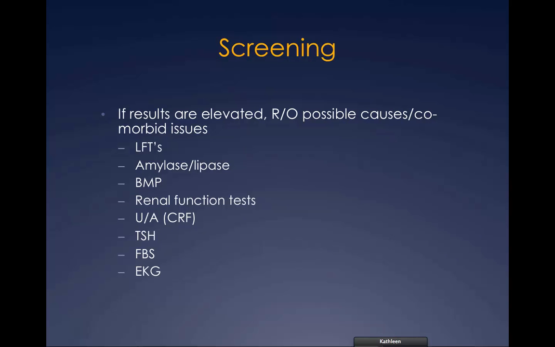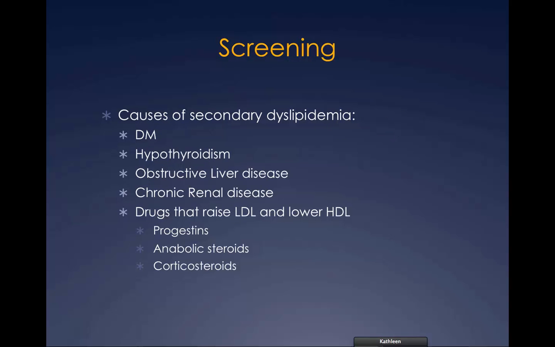If results are elevated, rule out possible causes and comorbid issues, and these are the labs that we need to look at: LFTs, amylase, lipase, basic metabolic panel, renal function tests, UA, TSH, fasting blood sugar, and EKG. Causes of secondary dyslipidemia are diabetes, hypothyroidism, obstructive liver disease, chronic renal disease, and drugs that raise the LDL and lower the HDL. Those are anabolic steroids, corticosteroids, and hormones such as estrogen.